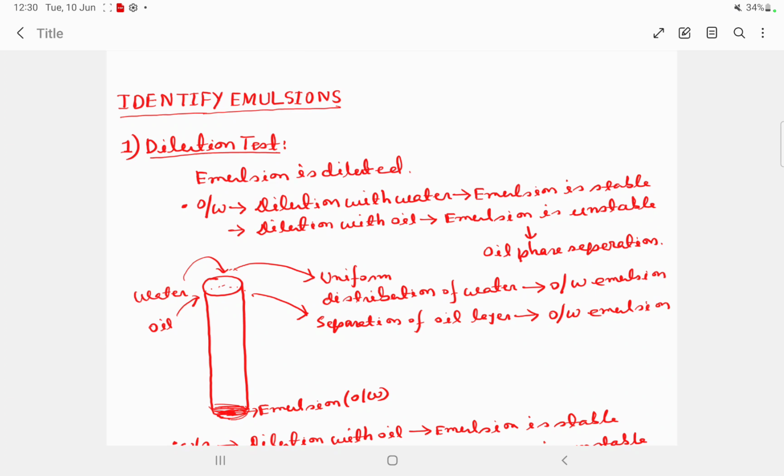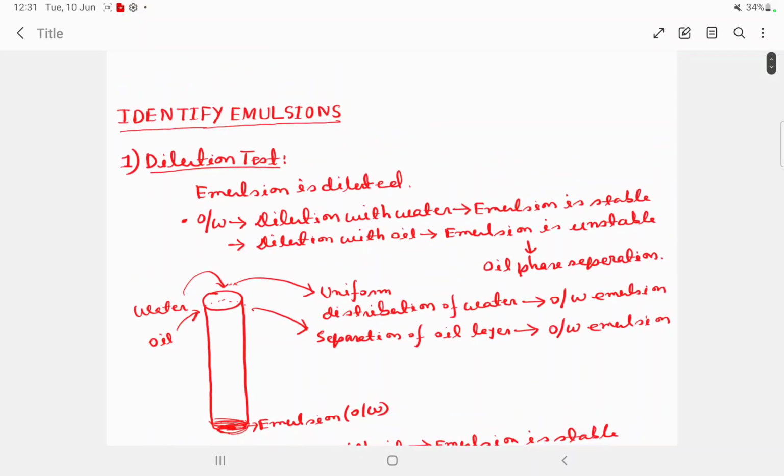And today I am going to discuss an important topic of pharmaceutics, that is how to identify the type of emulsions. So we know that there are two basic types of emulsion, that is water by oil emulsion and oil by water emulsion. There are also other types, but these two are the basic types. So how will we identify?